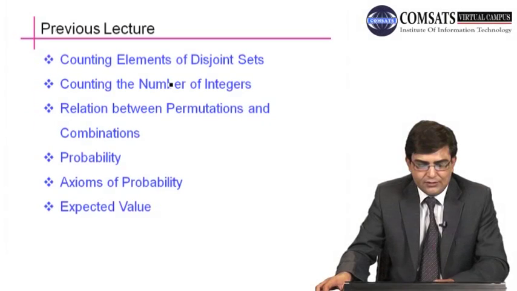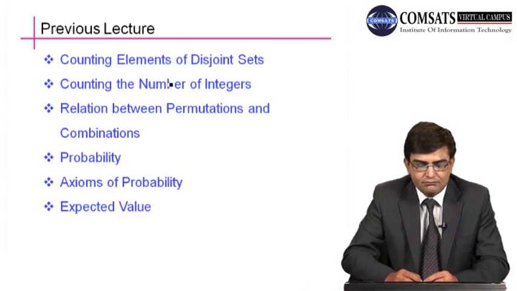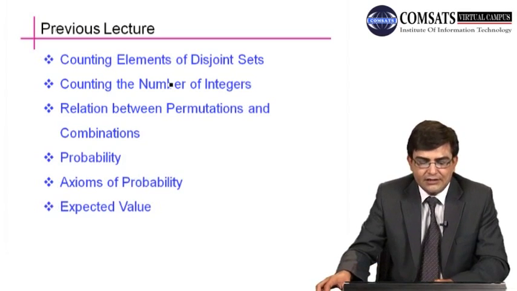In the previous lecture we finished counting rules and discussed some basic topics of probability, in which we studied counting elements of disjoint sets, how to count the number of integers, the relationship between permutations and combinations, probability, and axioms of probability.